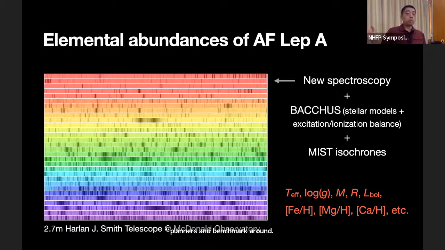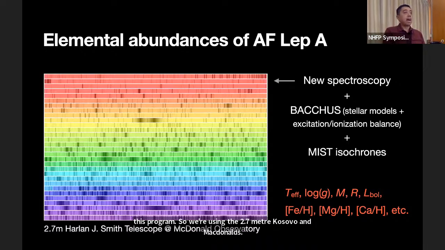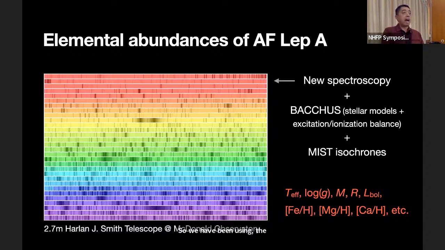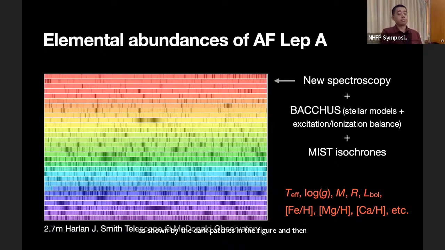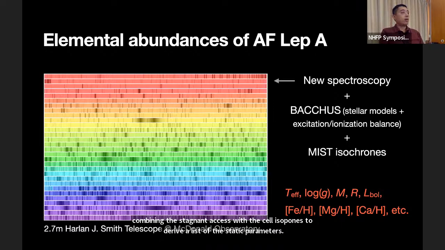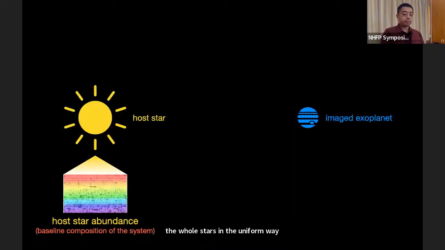So we're using the 2.7 meter telescope at McDonald Observatory. We have been using the standard excitation-ionization balance techniques to study the abundances of different elements, as shown by the dark patches in the figure, and then combining the spectral analysis with stellar isochrones to derive a list of stellar parameters. So our goal is to produce properties for all of the host stars in a uniform way and create a catalog for these stars.